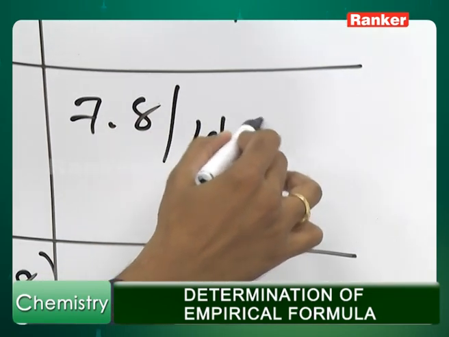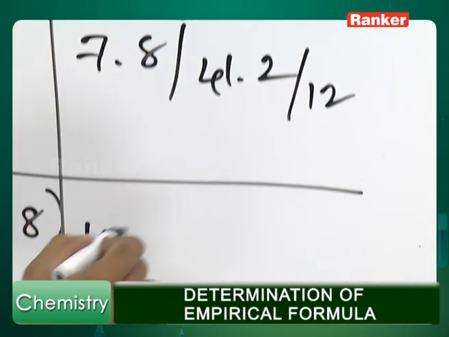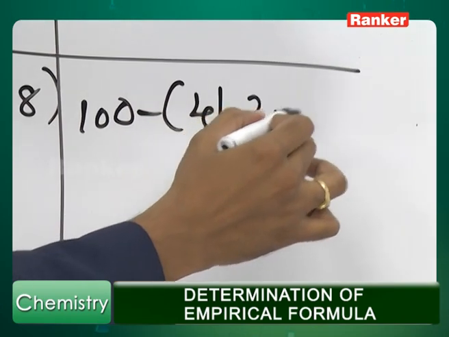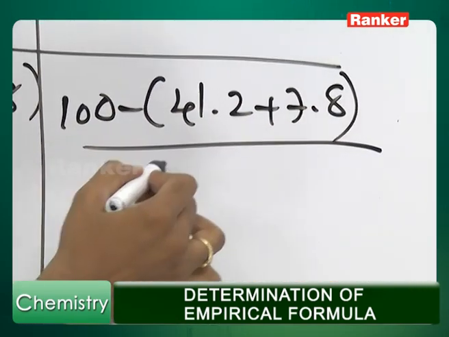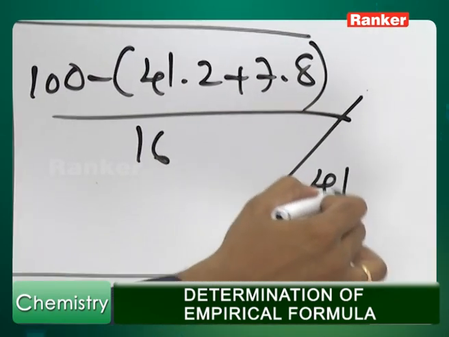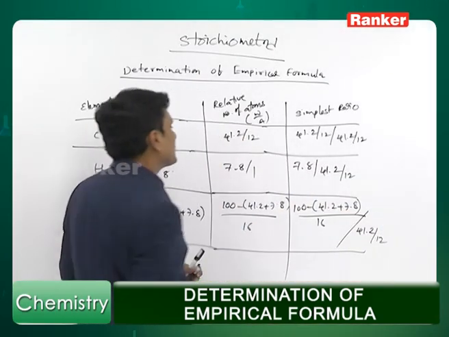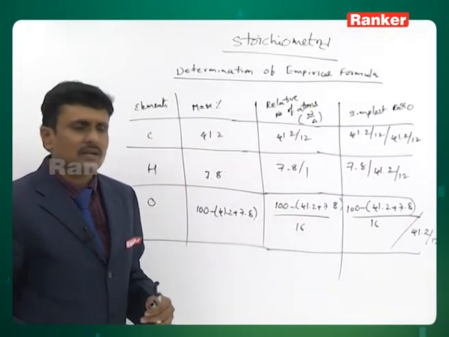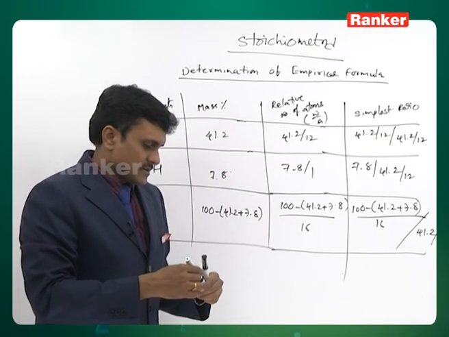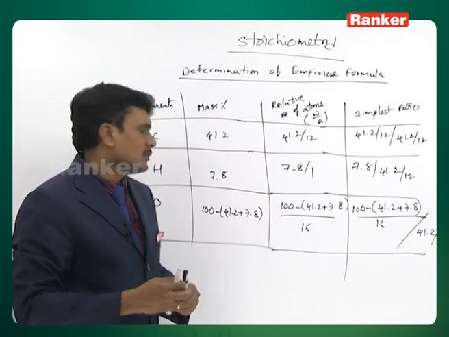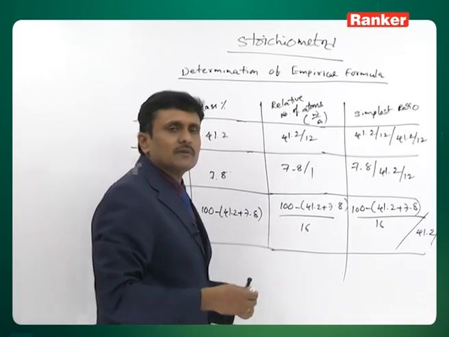we will be dividing the whole value with that. Whichever value is lesser, that value has to divide the remaining values, and based on the simplest ratios, based on the values that are obtained, we can obtain the empirical formula of the given compound.